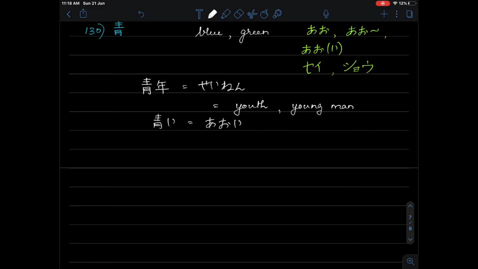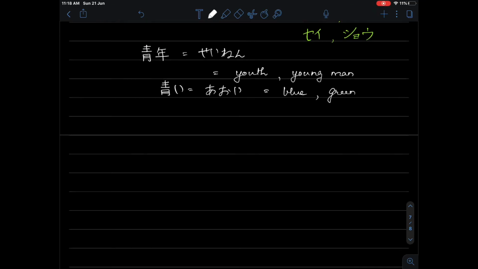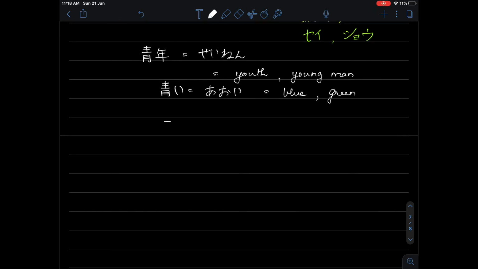This is aoi, plain and simple. Okay, it's not very well written. I hadn't noticed. Let me rewrite that. Okay, aoi. Aoi, which means blue or green. Okay. Let's have a look at one more.